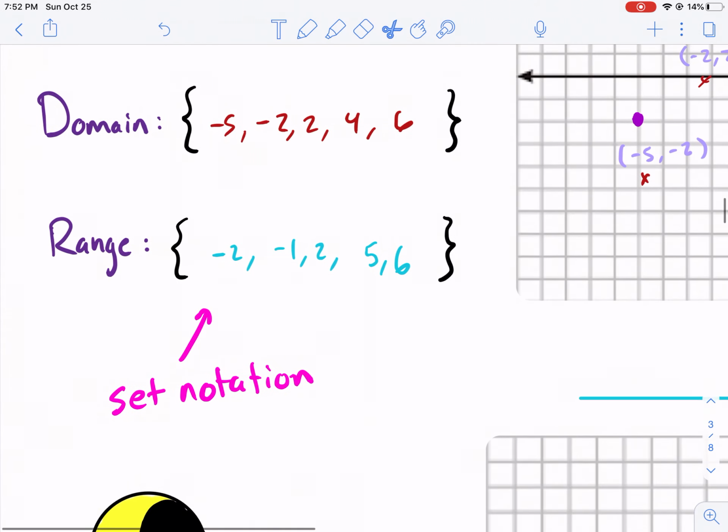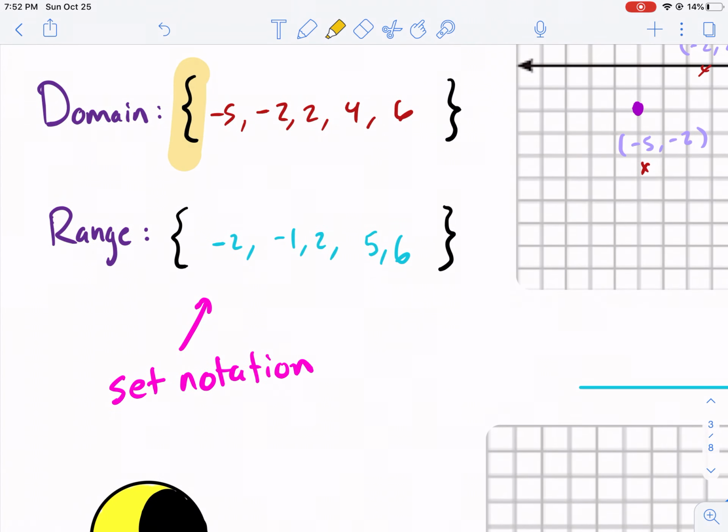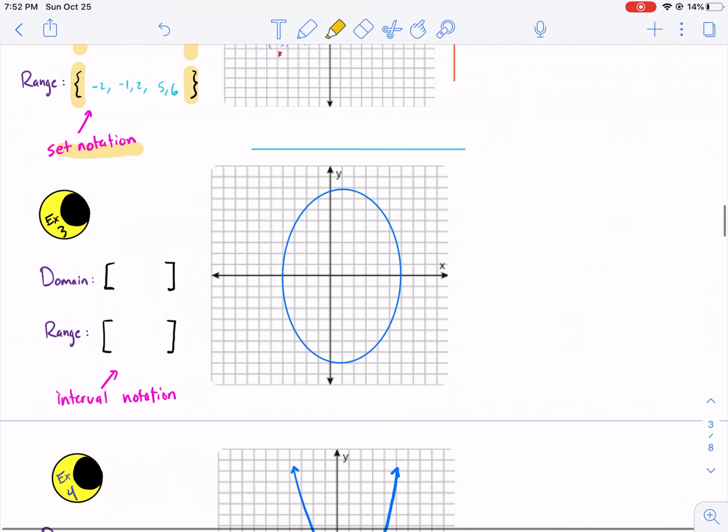By the way, this is set notation. Anytime you have these squiggly brackets, that is set notation, like that. Okay, moving on to example 2.